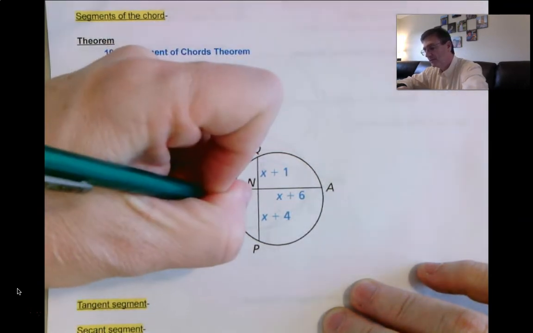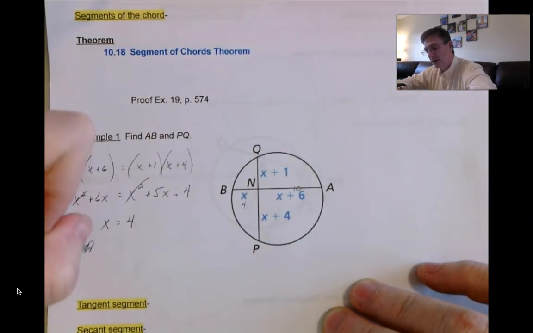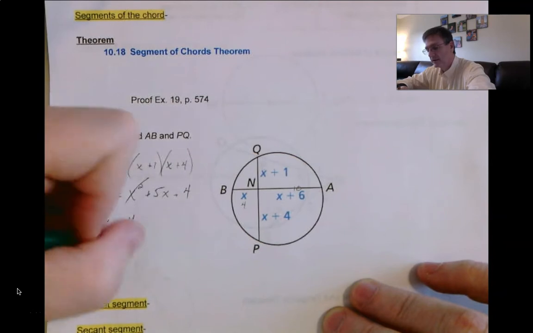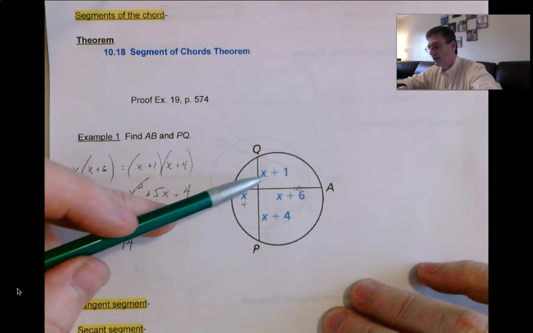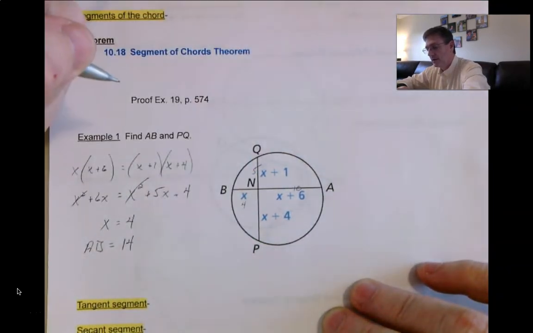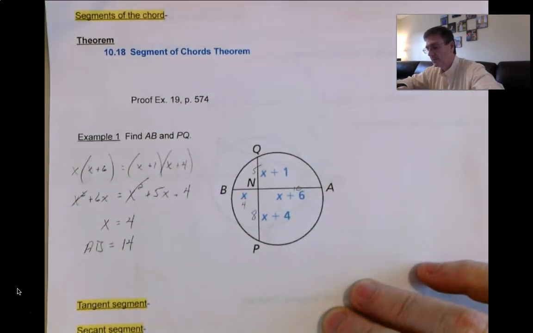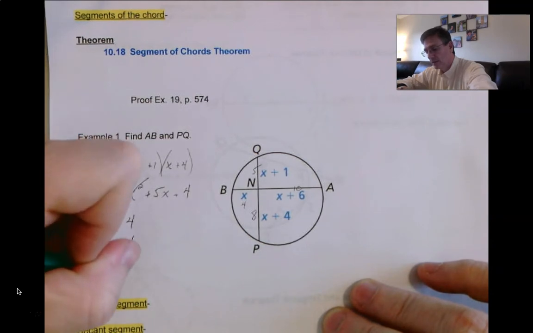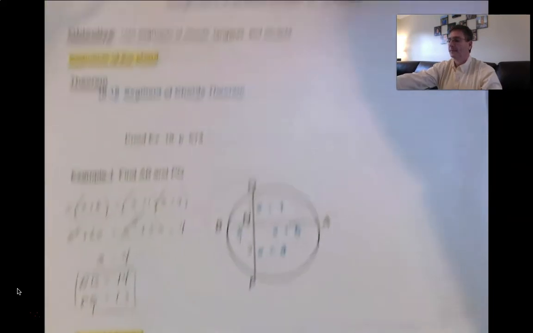So if x is 4, then this is 10. So segment AB has a length of 14. And PQ, if this is x plus 1, so this is 5, and this is 8. So PQ has a length of 13. There's example 1.